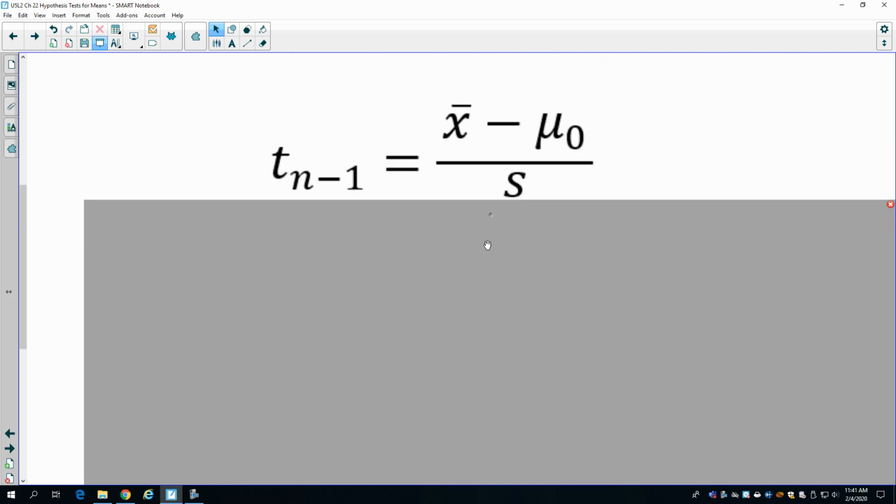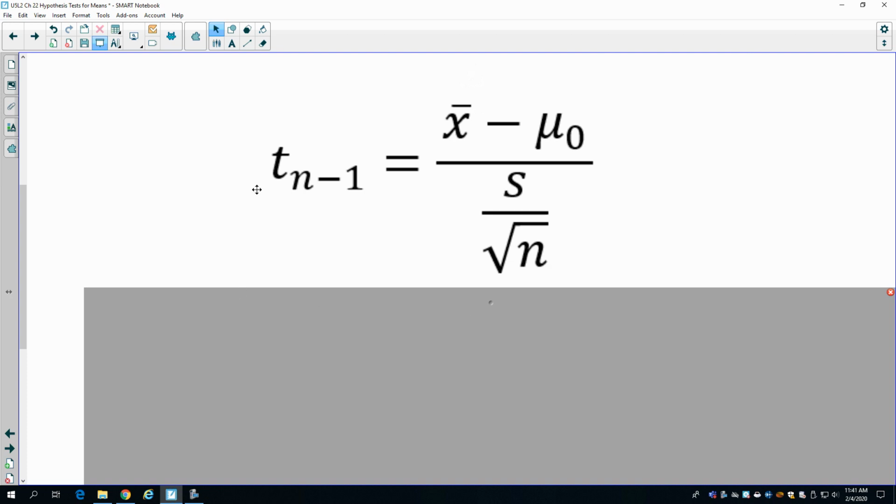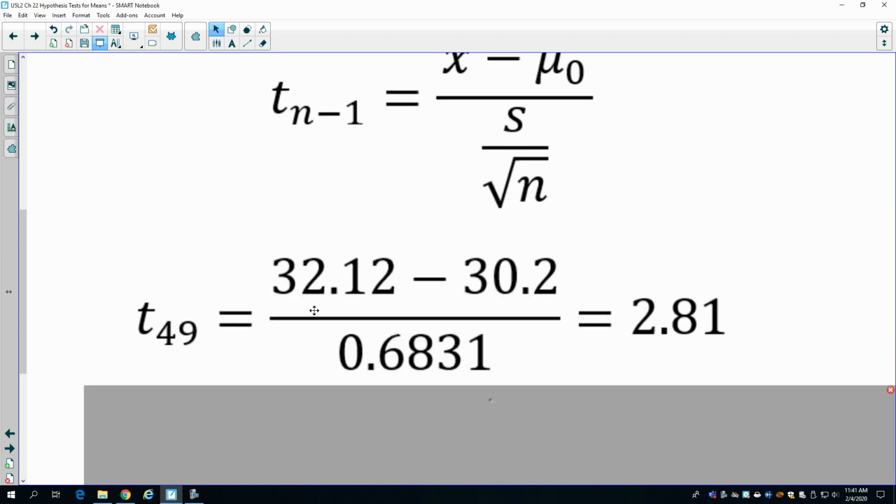We have to do something a little different here. We're going to calculate a t value. Remember, n minus 1 is degrees of freedom. We just take the sample size and subtract 1. X bar comes from our sample mean, this mean comes from our null hypothesis, and then we divide by that standard deviation we just calculated. So they did get a sample mean of 32.12 miles per gallon, our 30.2 comes from the null hypothesis, and the 0.6831 is what we calculated for the standard deviation above. And so we get a t value with 49 degrees of freedom of 2.81.